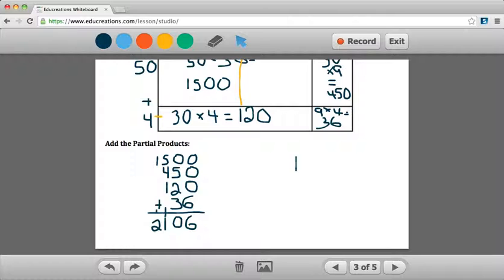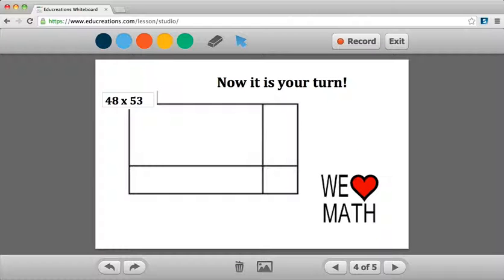Do you think that you're ready to try one on your own? All right, now it's your turn. 48 times 53. And what I'd like you to do is to solve this in your math journal. And when you are finished, please be patient and we will go over this together. Good luck.